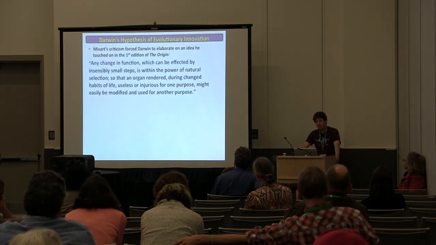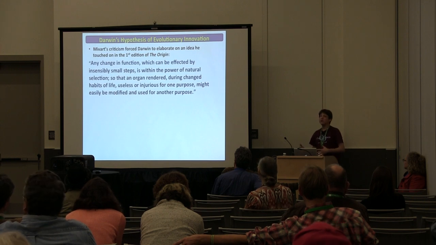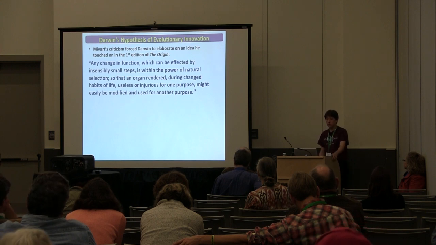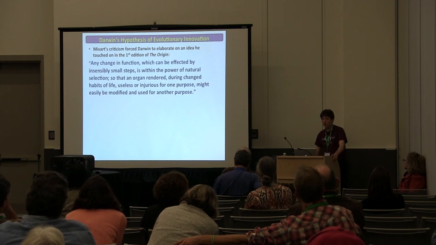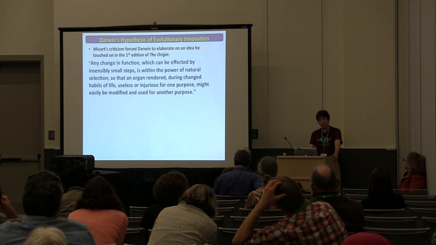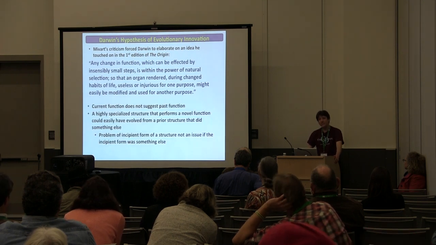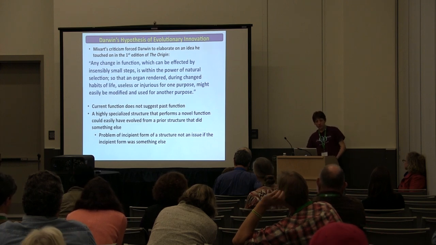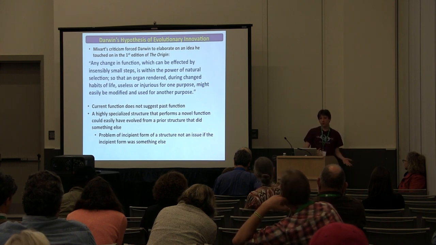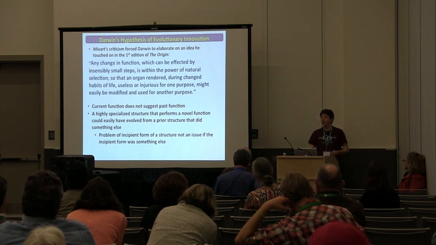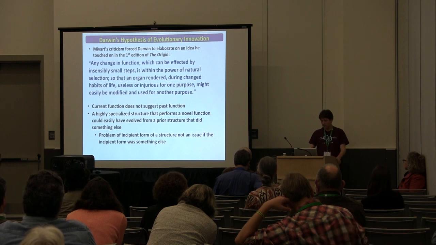And that criticism forced Darwin in that chapter to elaborate on an idea that he'd actually discussed a little bit in the first edition, which he wrote: "Any change in function which can be affected by insensibly small steps is within the power of natural selection, so that an organ rendered, during changed habits of life, useless or injurious for one purpose, might easily be modified and used for another purpose." So current function does not necessarily suggest past function, and a highly specialized structure that performs a novel function may have easily evolved from a prior structure or function that did something entirely different. So the problem of the incipient form of a structure or a trait is not an issue if it's in incipient form with something else entirely.